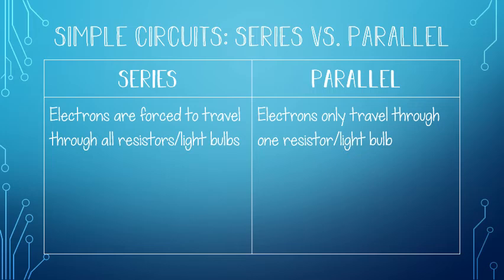So if we have a series circuit of light bulbs, then our electrons must travel through every single light bulb to complete a loop. Whereas in a parallel circuit, electrons would only travel through a single light bulb or a single resistor in completing a loop.